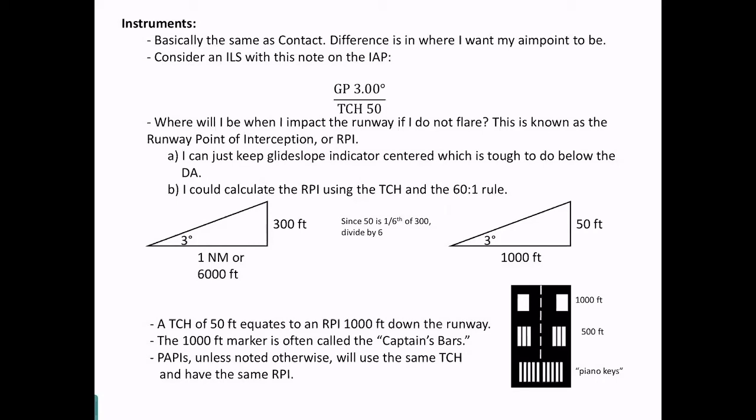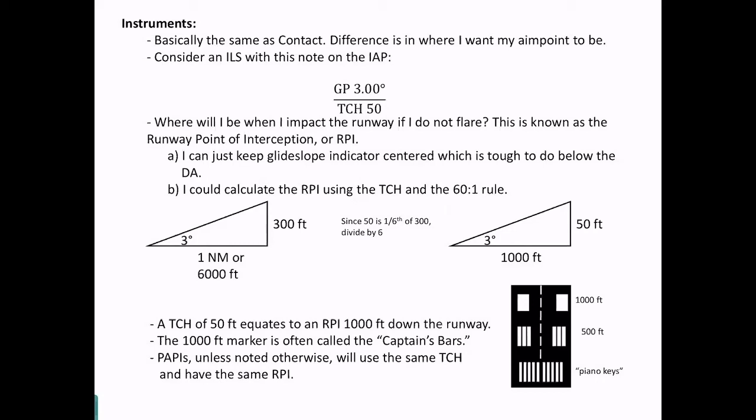A nautical mile is 6,000 feet. Well, that's nice, but my threshold crossing height is 50. Well, 50 is 1/6 of 300. So let's take 1/6 of 6,000. So if I cross the threshold of the runway at 50 feet in the air, and use a 3-degree glide path, that runway point of intercept is 1,000 feet down the runway.